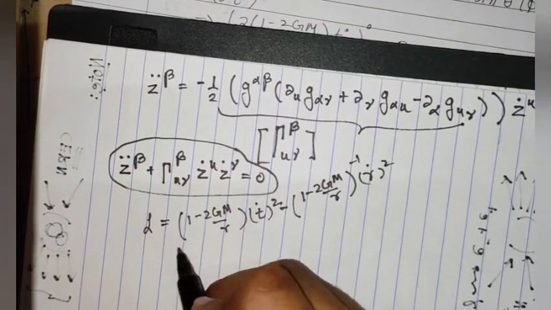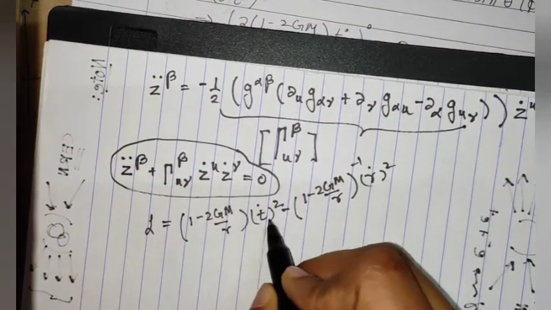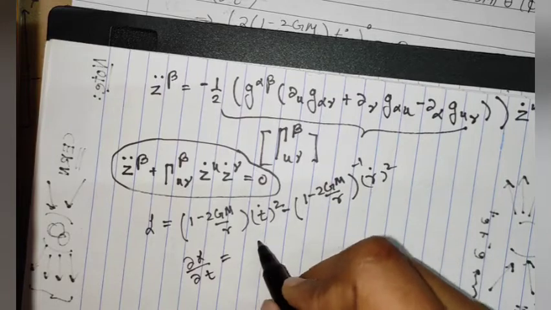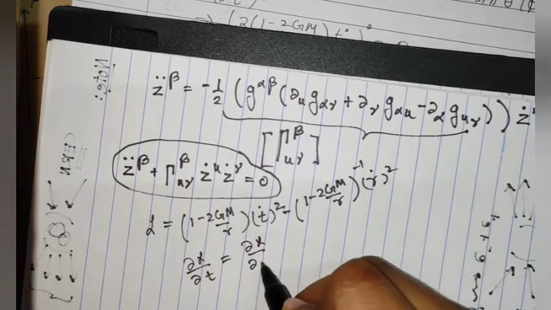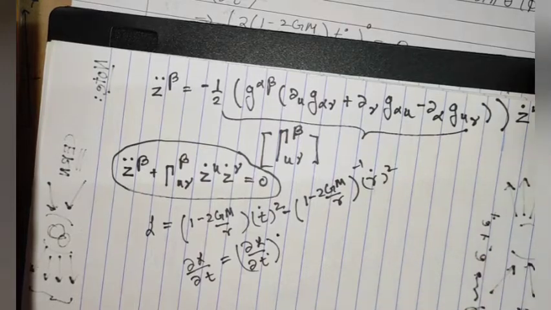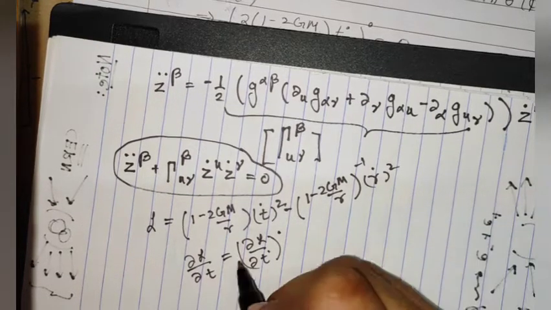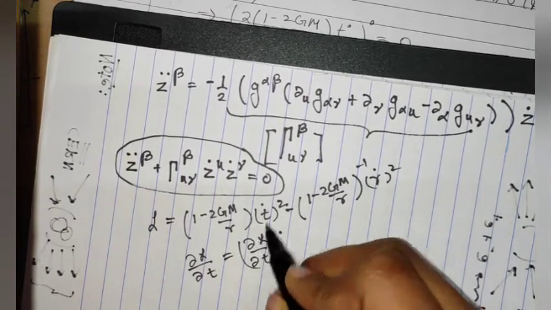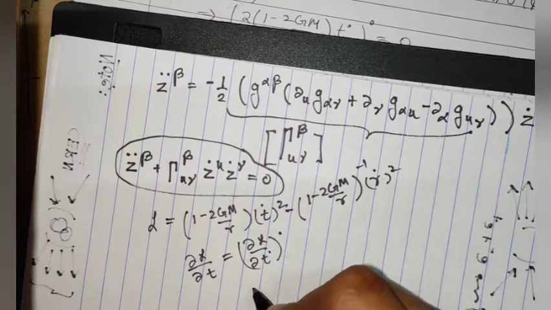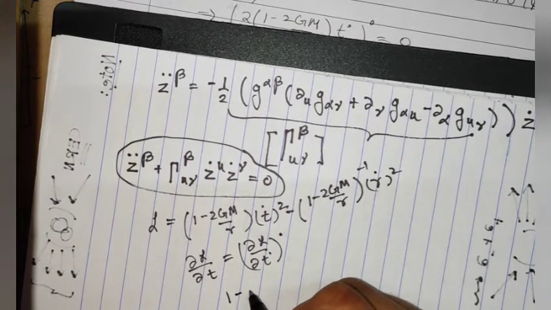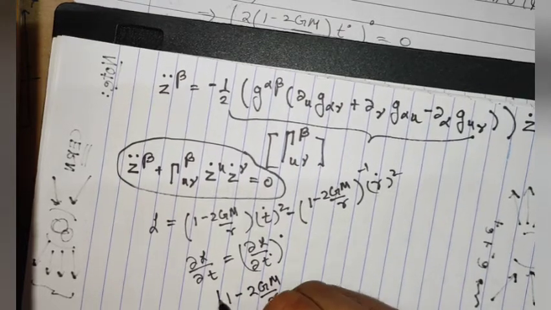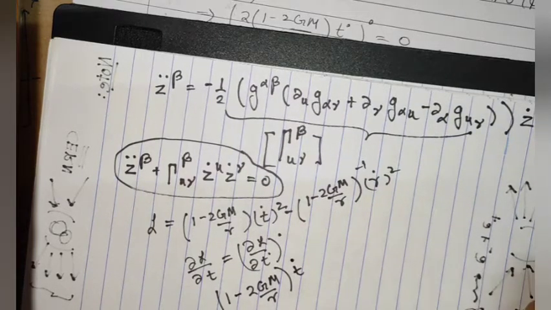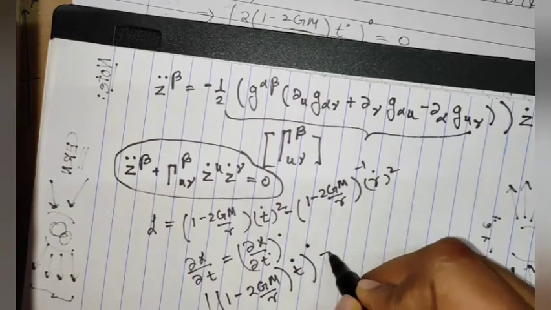Now if we try to find the Lagrangian equation of motion corresponding to the t coordinate, we can do del L over del t equal to d by d lambda of del L over del t dot. Now we can calculate this. So del L over del t is 0 because t doesn't appear anywhere. Del L over del t dot, we get a factor of 2. So it is actually minus (1 minus 2gM over r) and then we have t dot. And then we have a dot of this, and this is equal to 0.